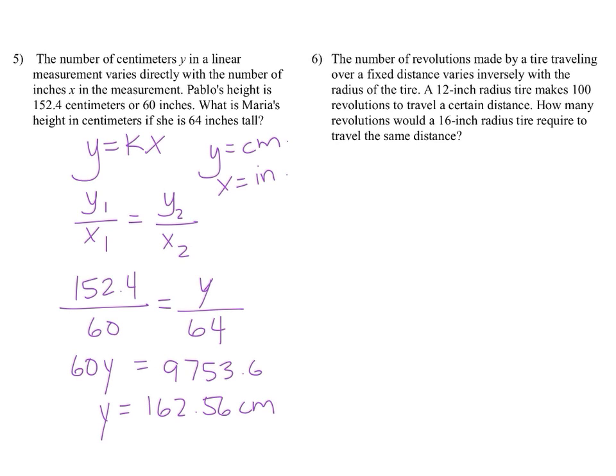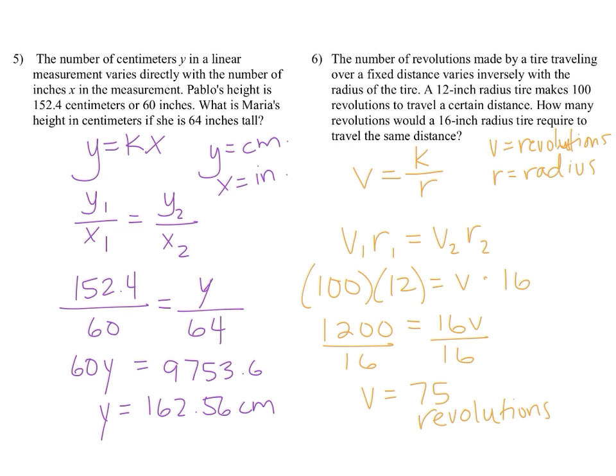Let's work on the next one. The number of revolutions made by a tire traveling over a fixed distance varies inversely with the radius of the tire. A 12-inch radius tire makes 100 revolutions to travel a certain distance. How many revolutions would a 16-inch radius tire require to travel the same distance? Okay, try it out. And here comes my answer. And there we go. The tire is going to make 75 revolutions.